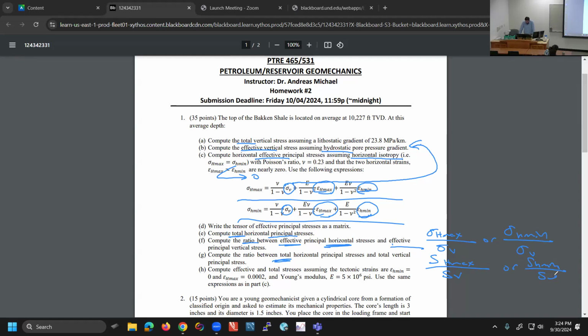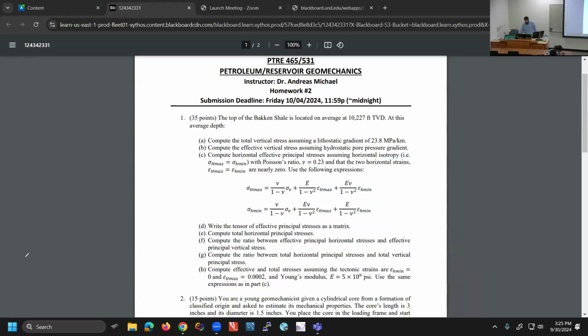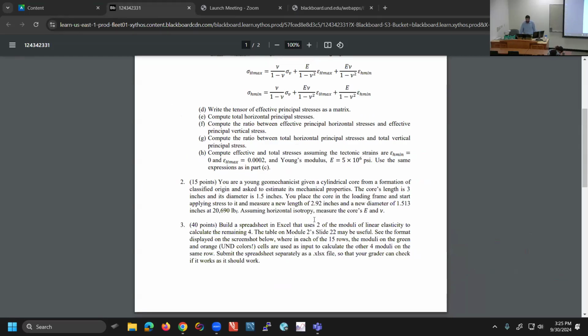Compute effective and total stresses, assuming the tectonic strains are epsilon H mean equal to 0 and epsilon H max 0.0002. Now we don't have isotropy anymore. Use the same expression as in part C. Okay, very easy. Basically holding you by the hand throughout question 1.